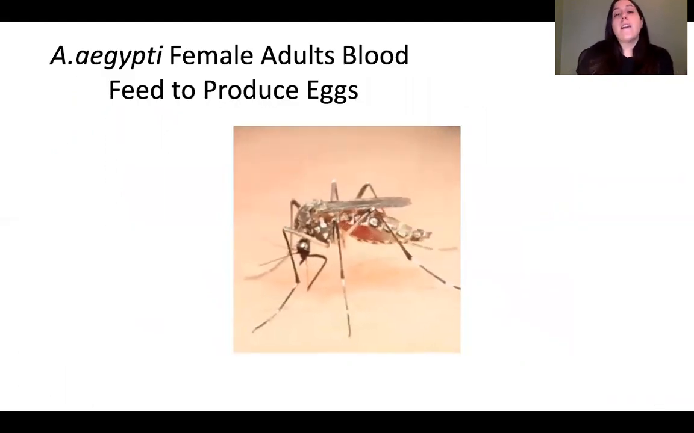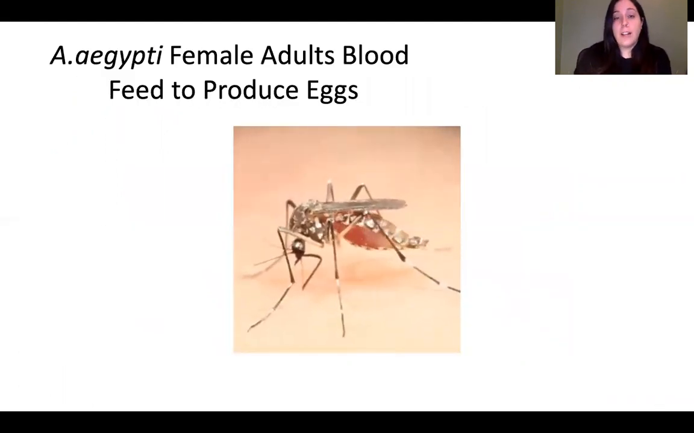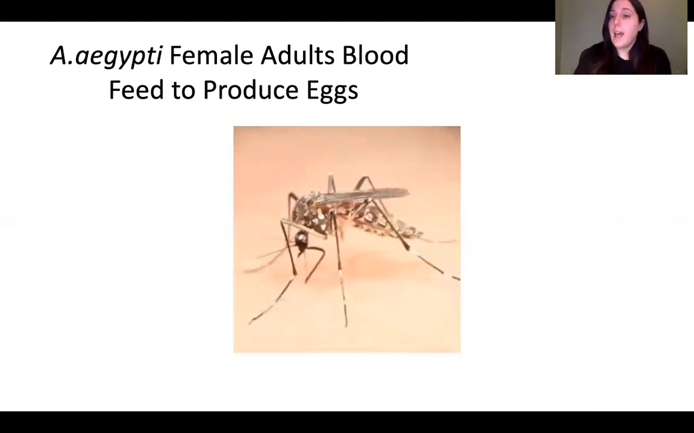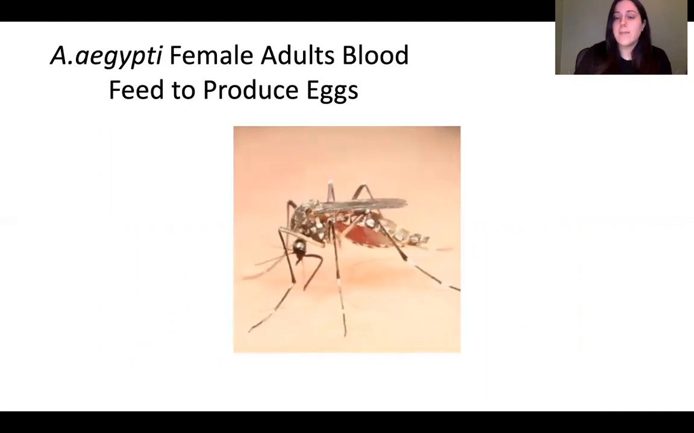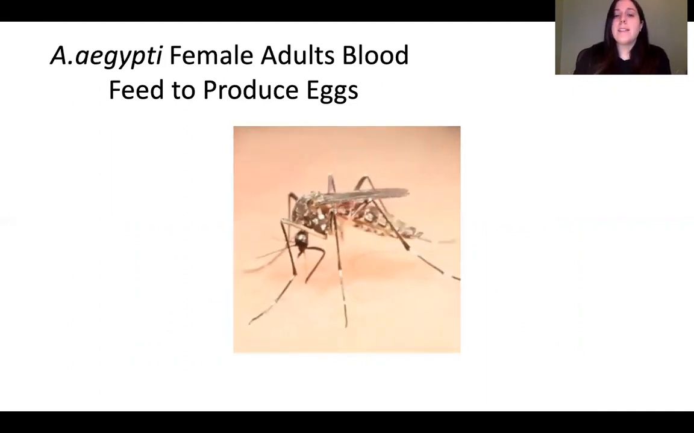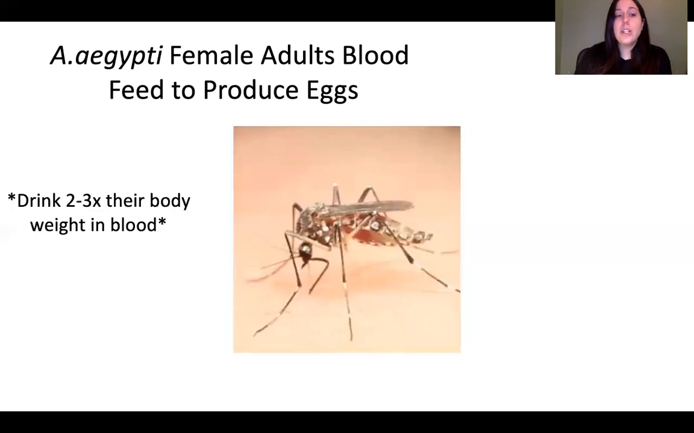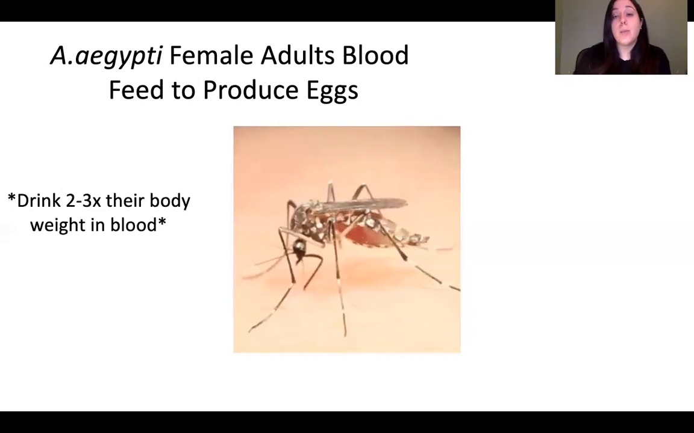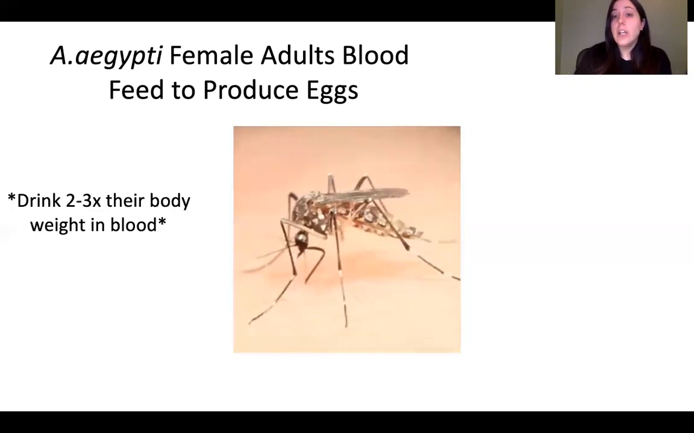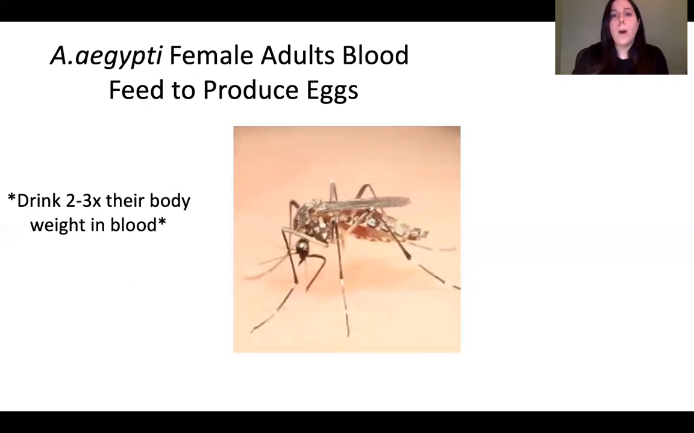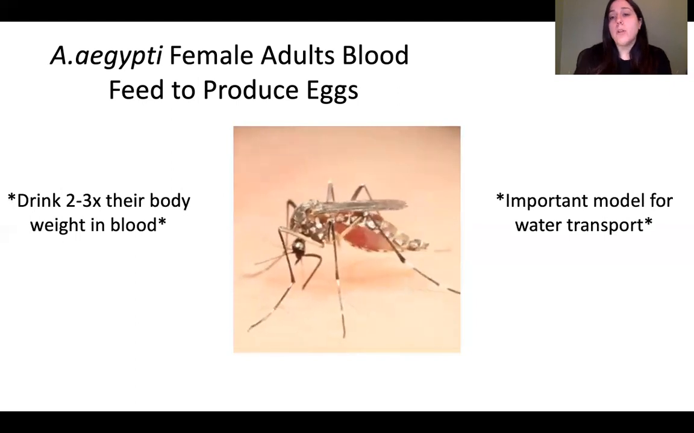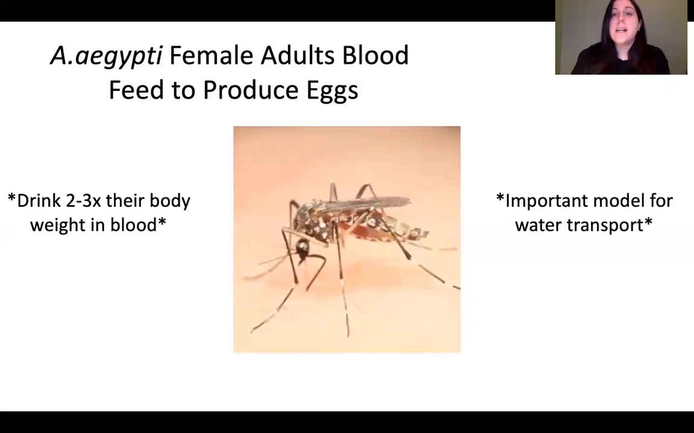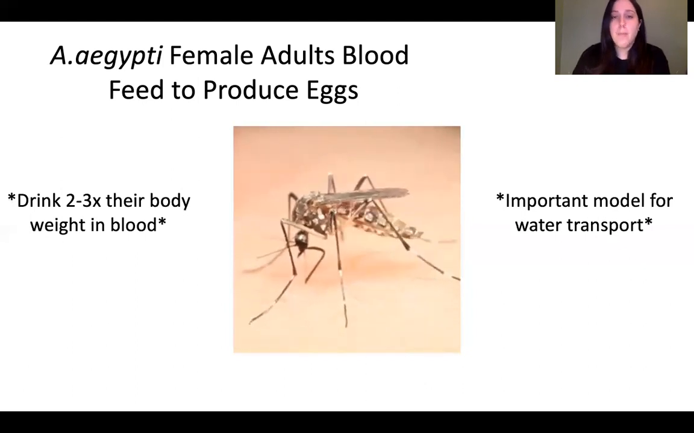Aedes aegypti female adults actually blood feed in order to produce mature eggs. So this is a very important feature of the animal and of the species. And as you can see by this image here on the screen, they're actually drinking about 2 to 3 times their body weight in blood. So it is a very large meal and something that their body has to really accommodate. And this makes them an important model for water transport because with this incoming blood meal, they have an incoming load of water that they must deal with.